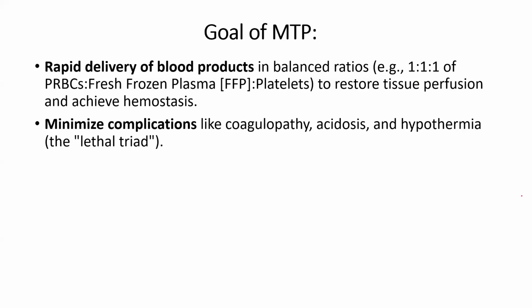It should be done in a balanced ratio. What has been recommended, especially after a proper trial, is 1:1:1 of PRBCs, fresh frozen plasma, and platelets. The complications like the lethal triad of death, which can happen because of volume loss or trauma-induced coagulopathy, should be prevented. That is your coagulopathy, acidosis, and hypothermia.